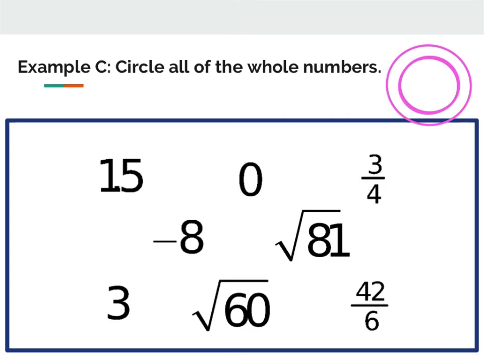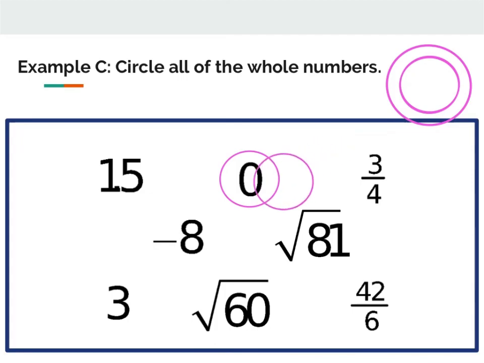Here we are at example C. Example C says I've got to circle all of the whole numbers. So I'm going to take a look, find the numbers that I know are whole numbers, and then see if I can work from there. So I've got 0. I know for sure that is a whole number. It is the only whole number that is not a natural number, so 0, there we go.